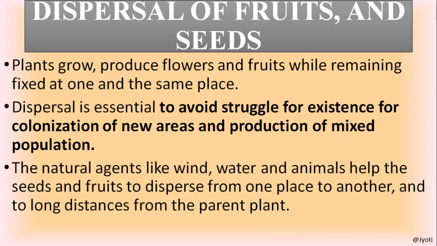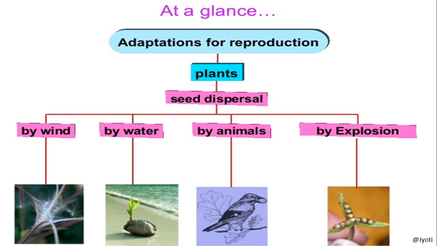Okay. And what are the agents by which the seeds can be dispersed? The most common agents are wind, water and animals. Besides that, there is an automatic mechanism in the fruit of certain plants, which explodes so rapidly that seeds are dispersed automatically. Here you can see the different agents that cause the dispersal of the seed.